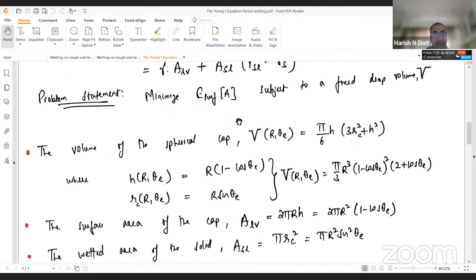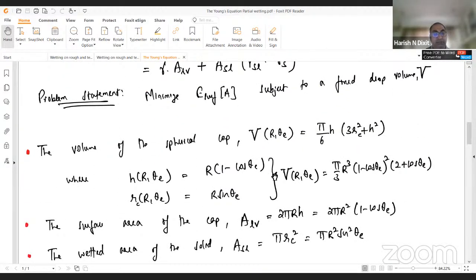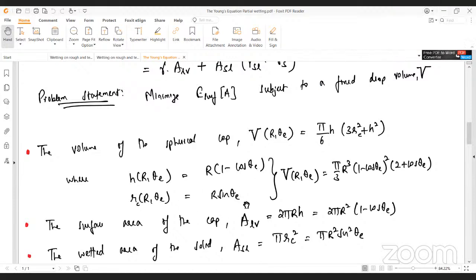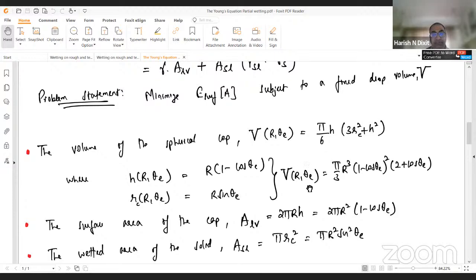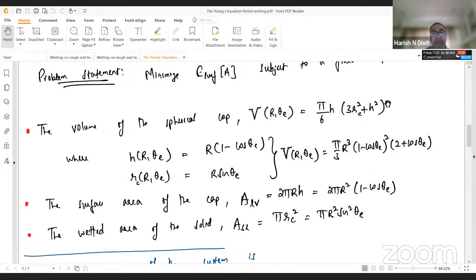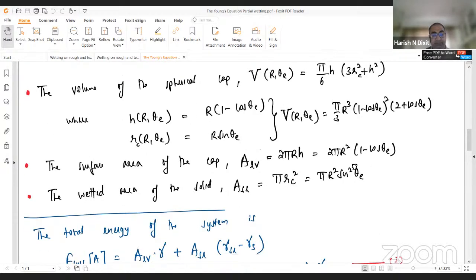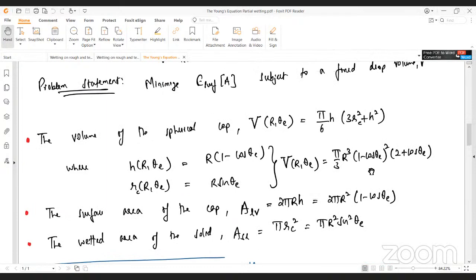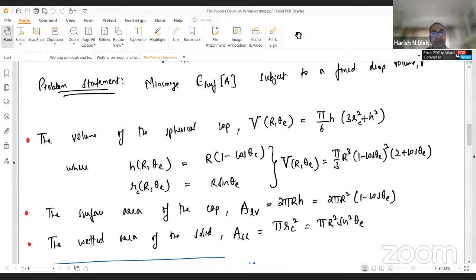Again the same idea. The height at any given location is related to the radius and theta E. The wetting surface again is written in the same way. The expressions for the volume are given. The expression for the volume for any height and wetting surface is also written like this. This is just coming from geometry. I don't know if that answers your question.